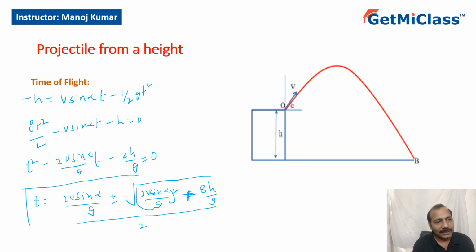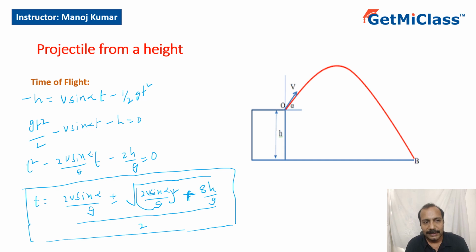So this is the expression for time. I'll choose the value which is non-negative in this particular case. One would be negative and the other one would be positive. The positive value of time will give me the time of flight. And I don't expect the students to remember this formula. You can directly put the equation and solve it there itself, and you'll get the answer for this question. So this is the expression for time of flight.